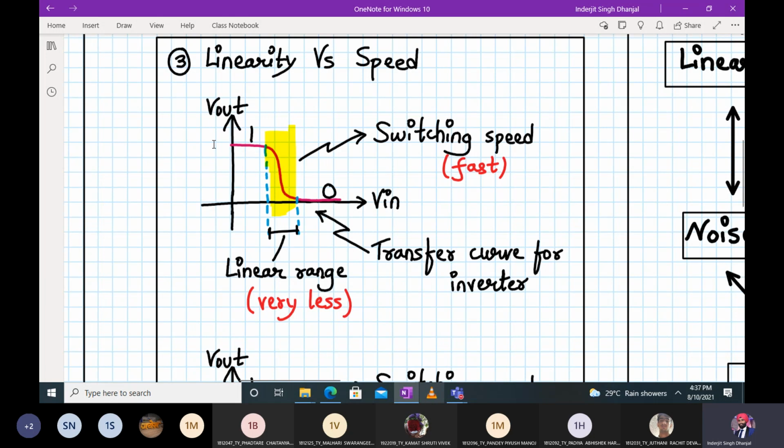Sir, can you name the 4 points on this VTC curve? Anyone? Do you recollect? VIL, VIH, VOL, and VOH, sir. Okay, perfect. So all these 4 voltage levels determine the noise margin levels, correct? Yes, sir. Noise margin low and noise margin high. Fine.